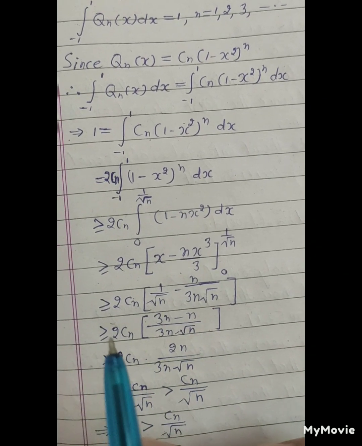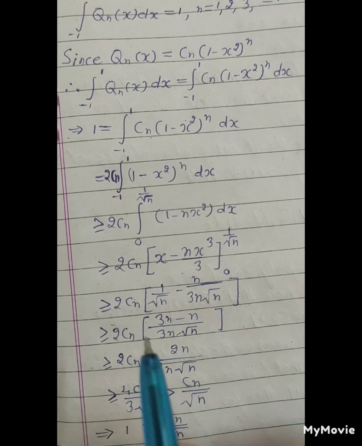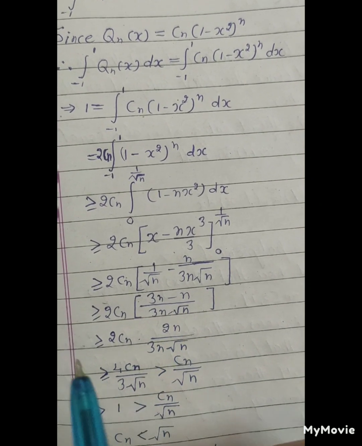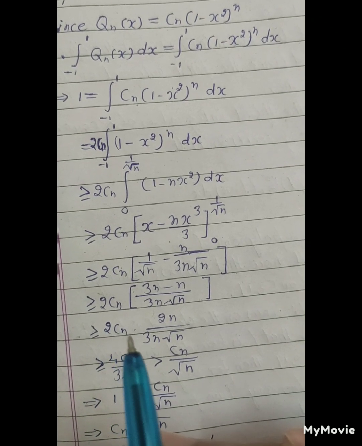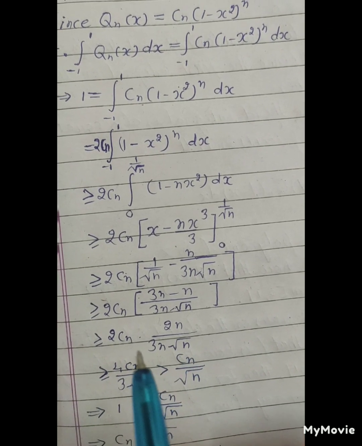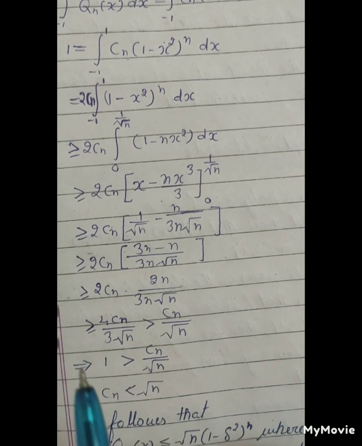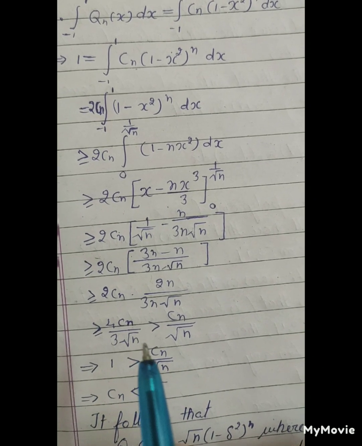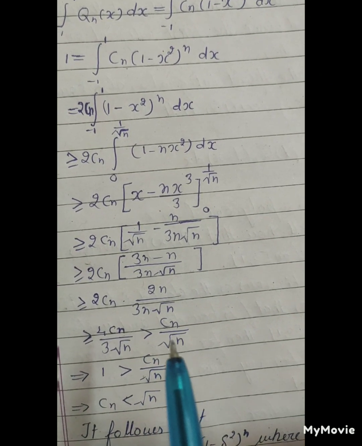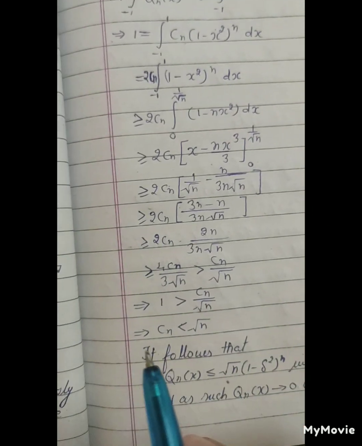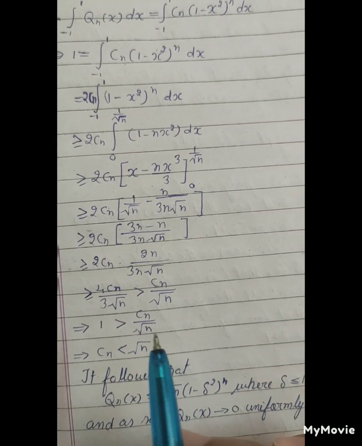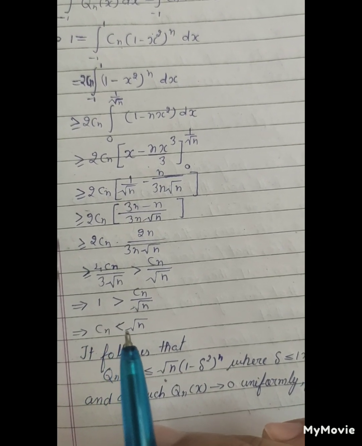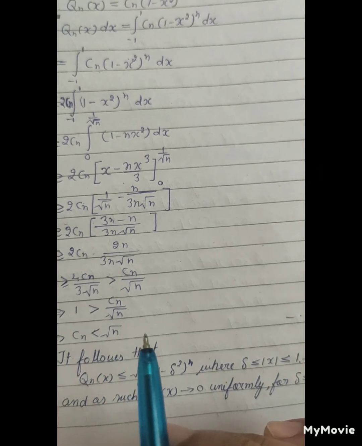is greater than or equal to 2c_n times (3n minus n)/(3n√n), is greater than or equal to 2c_n times 2n/(3n√n), is greater than or equal to 4c_n/(3√n), which is greater than c_n/√n. So 1 is greater than c_n/√n, which implies c_n is less than √n.